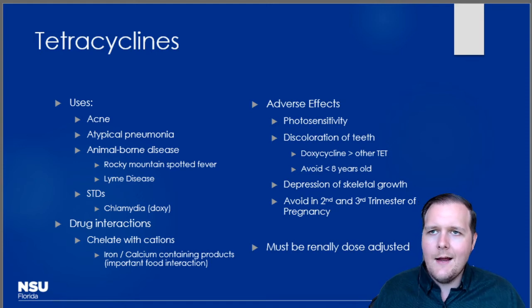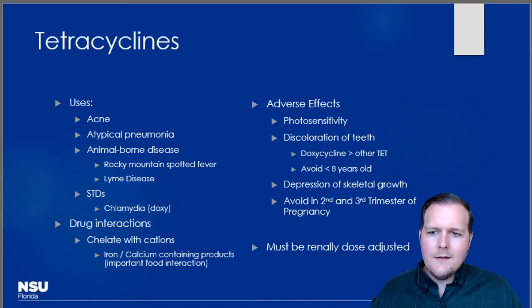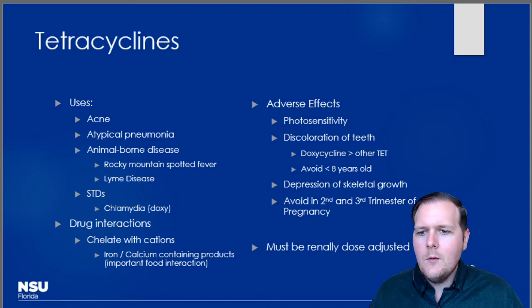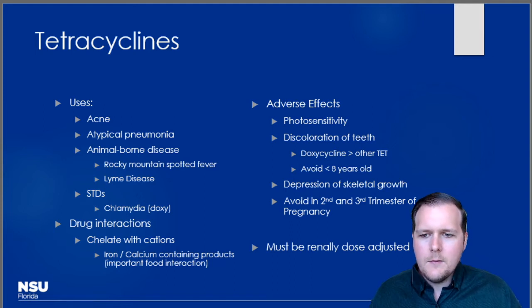Now, what are some of the downsides of using the tetracyclines? They love to chelate with certain cations. When I say chelate, what does that really mean? Well, it means it likes to bind onto them, right? So that means if I were to take a tetracycline along with a calcium-containing product like milk, or if I were to take it with iron or something like that, they bind together and it prevents the tetracycline from being absorbed.